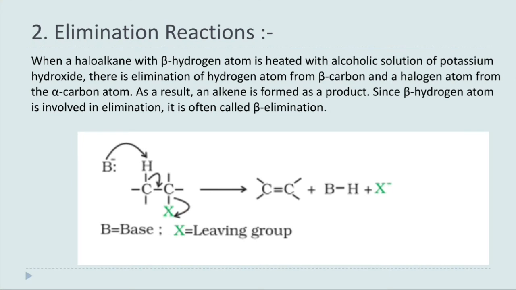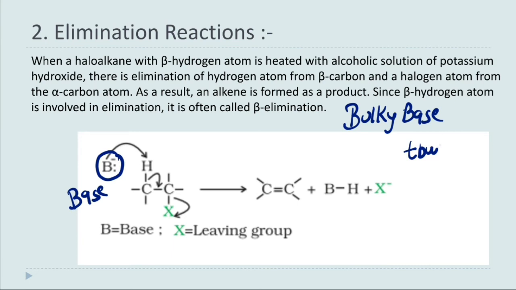Now we will discuss the elimination reactions. What happens in elimination reaction? Any base, generally a bulky base, the base in which larger alkyl groups are present, for example, tertiary butoxide.